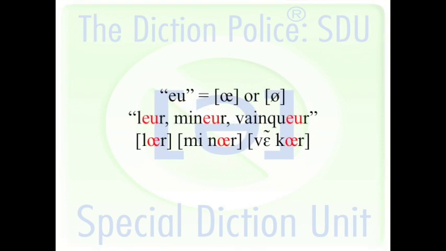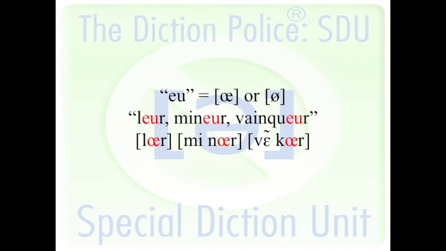Exactly. And the last combination we have is EU. Yes. EU is phonetic OE or phonetic O/. Okay. In French spelling. And is there a way we can know which one it is? Not really. We just have to look them up. You have to look them up. Okay. That would be my advice.